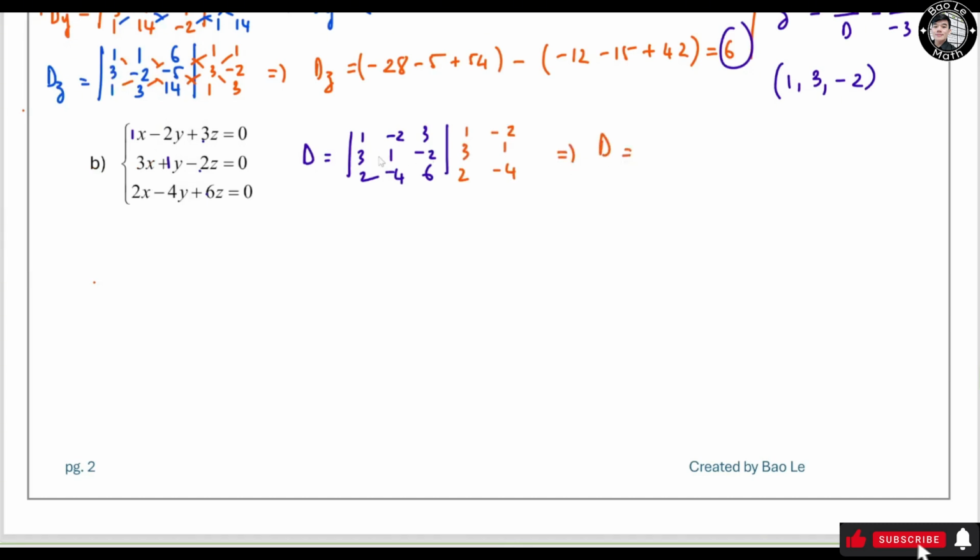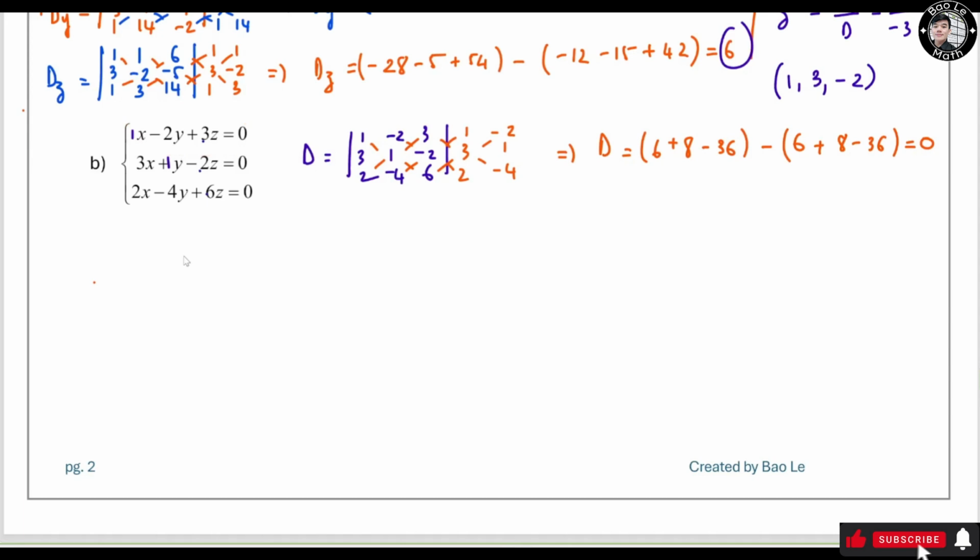So D equals 1 times 1 times 6. It could be 6. Negative 2 times negative 2 times 2. It should be 8. 3 times 3 times negative 4 should be minus 36. Subtract 2 times 1 times 3 should be 6. Negative 4 times negative 2 times 1 should be 8. 6 times 3 times negative 2 should be negative 36. D is 0, right? So the system either has infinitely many solutions or no solutions, right?